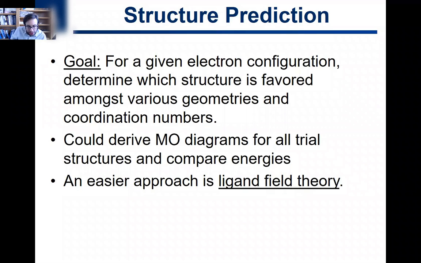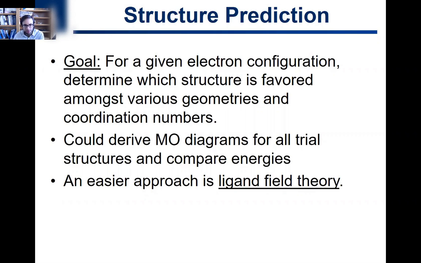So back in chapter 6, we were going over Walsh diagrams, which were correlation diagrams between MO diagrams of different symmetry, and we were able to use them to predict structure. That's a great goal for chemists. And so what we want to be able to do is a similar thing for transition metal complexes.